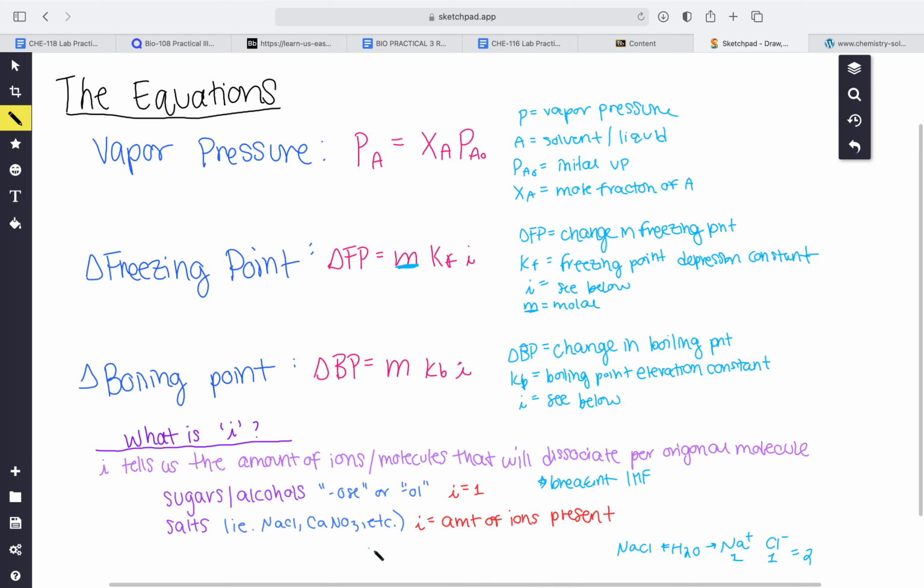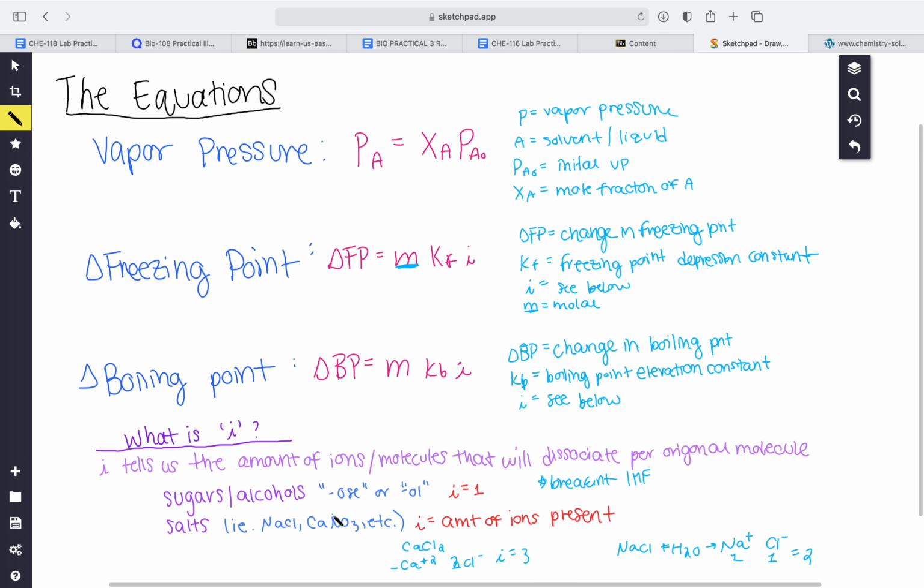Now let's think of another one, CaCl2. When we dissociate that, we're going to get Ca plus 2, and then 2Cl minus. So 1 plus 2, the I is going to be equal to 3.